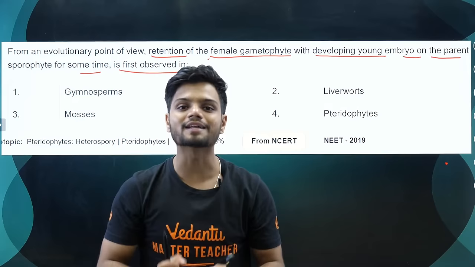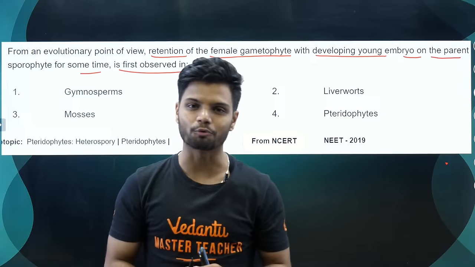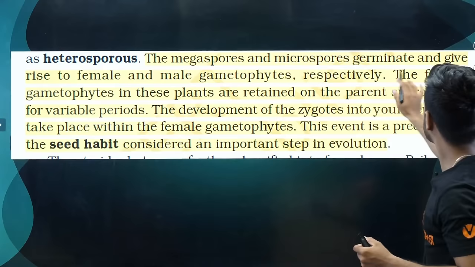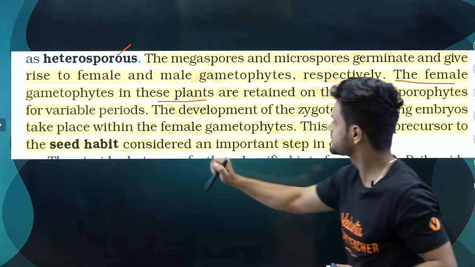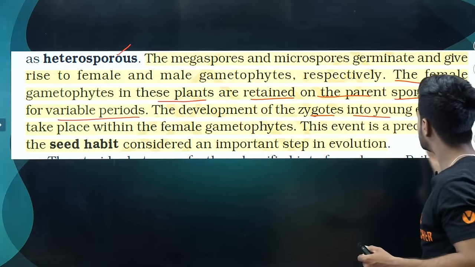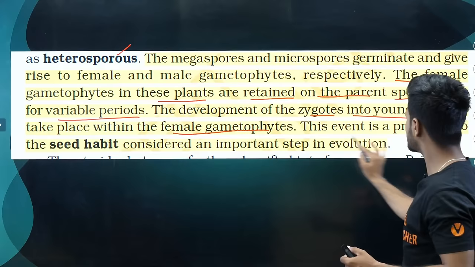The female gametophyte is retained inside the sporangia. That is the precursor of seed habit, right? It is in your pteridophytes. Can you see this line here, students, all of you? The female gametophyte in these plants, that is in the case of your pteridophytes, is retained on the parent sporophyte for a variable period of time. The development of zygote into young embryos takes place within the female gametophyte. This event is the precursor of your seed habit.